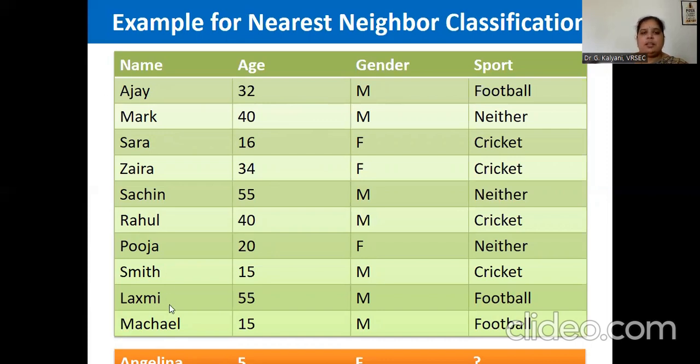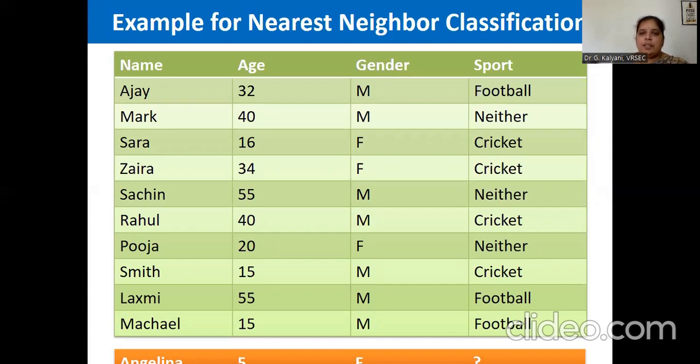Name is given only for the purpose of identification. Age and gender are the only attributes. The test instance that is given to you is a person named Angelina, whose age is 5, who is a female. We need to identify what sport she may prefer. This orange one, Angelina of age 5 and gender female, is the new test instance for which you need to predict the class label, that is, whether she prefers football, cricket, or neither.